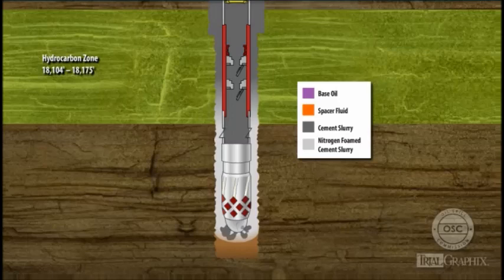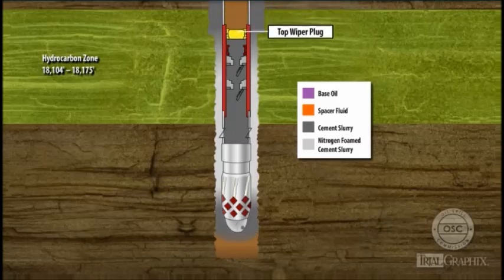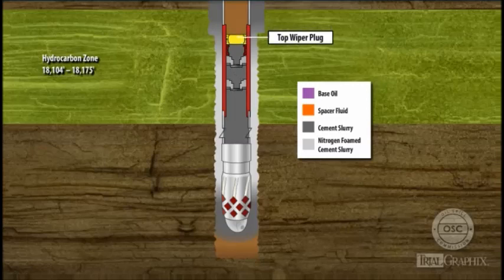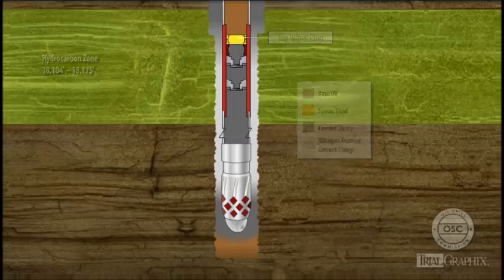Finally, the second wiper plug landed at the bottom of the well. The top wiper plug, shown here in yellow, served the same function as the red bottom plug. It helped to prevent drilling mud from contaminating the cement. Unlike the bottom plug, the top plug was not designed to rupture when it reached the float collar. Instead, it blocked further flow down the well and ended the cementing process.